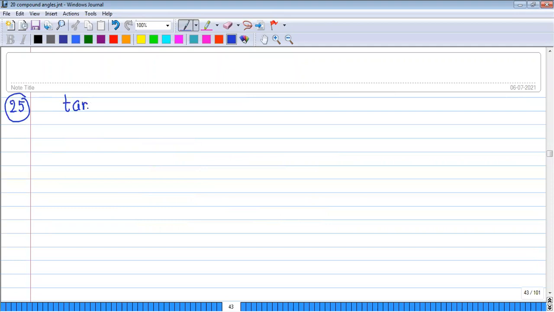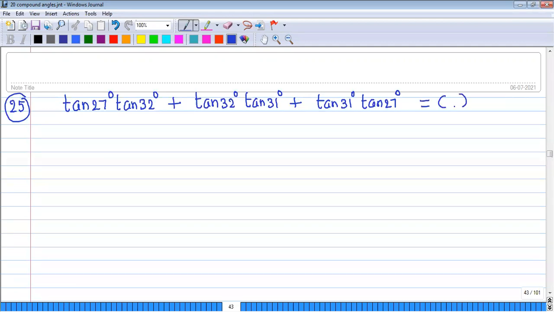Tan 27 degrees, tan 32 degrees, tan 32 degrees, tan 31 degrees, tan 31 degrees, tan 27 degrees. Let us wait for 1 minute. First option 1, second option 2, third option 3, fourth option 4.